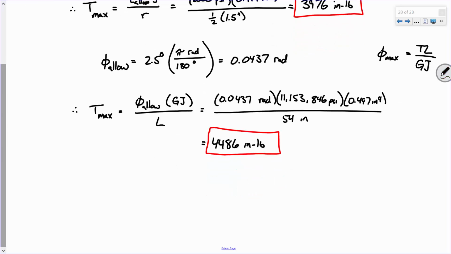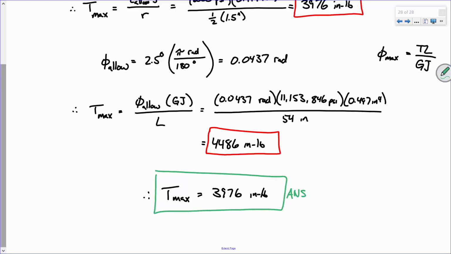So therefore, T max is 39.76 inch-pounds. And if you want, you can convert that into foot-pounds of torque. Maybe that's easier to understand. I think it comes out to like 330 some foot-pounds of torque, something like that. All right. Does that make sense? Anybody have any questions?